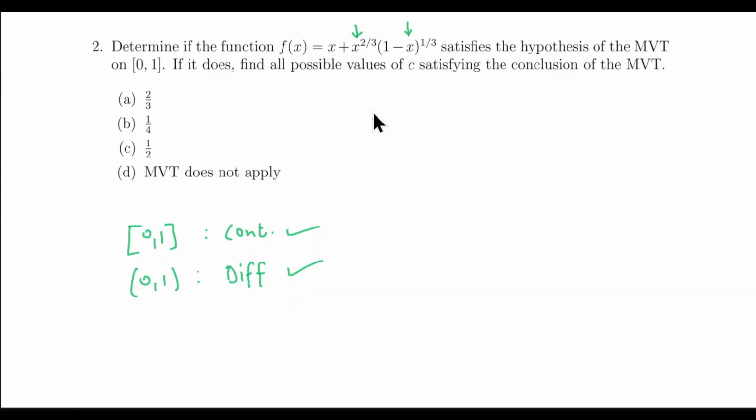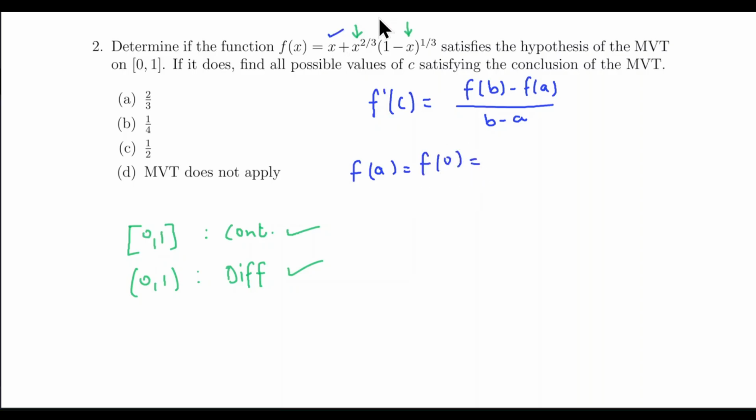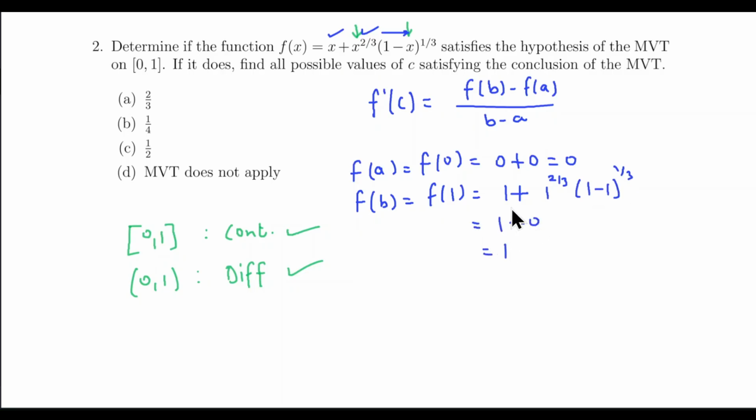Now what is MVT? MVT says that f prime of c is [f(b) minus f(a)] over [b minus a]. Let's find f(a), or f(0), first. Honestly, that's just 0, right? Because you put 0 here, you put 0 here, and 0 times anything is 0. So I'm getting 0 plus 0, which is just 0. And let's find f(b), which is f(1). So that will be 1 plus 1 raised to 2 over 3 times (1 minus 1) to the 1 over 3, which is 1 plus 0, which is just 1.